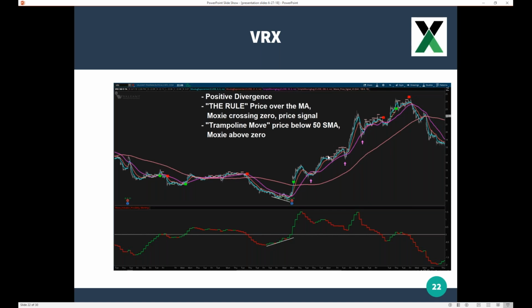Now you can see we do get a little bit of warnings, and what do we get? We get warnings as price goes up, and we do in fact get a drop. So if you're a quick short-term trader, maybe you'd like to take off a little bit right there so that you don't have to experience this drop. But this drop is yet another trampoline move. Price went below the 50 and the indicator stayed above 0. So we're looking for a re-entry as soon as price gets back on top of the 50.